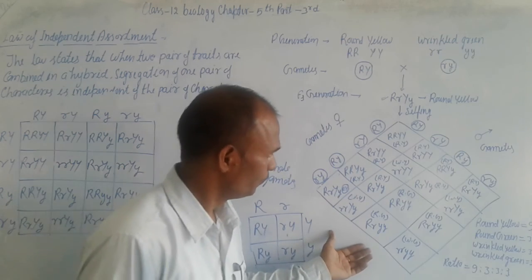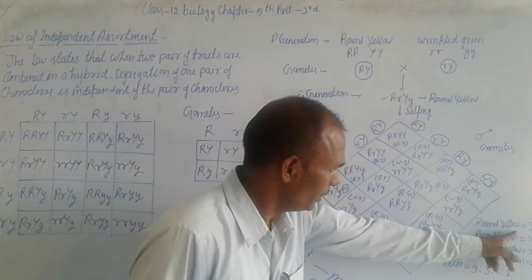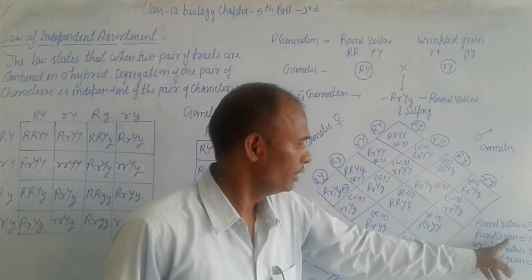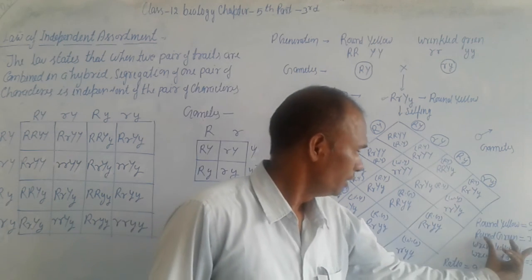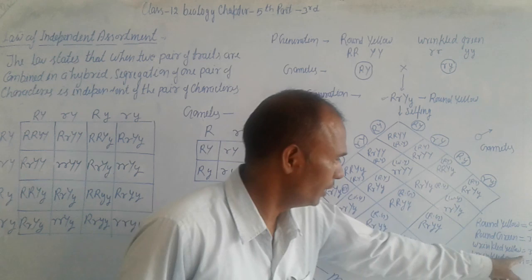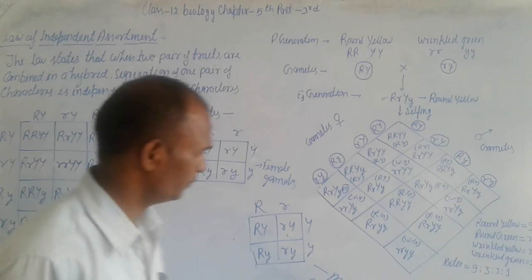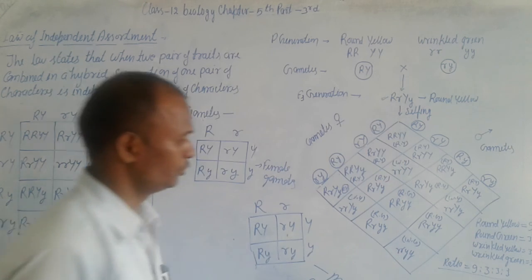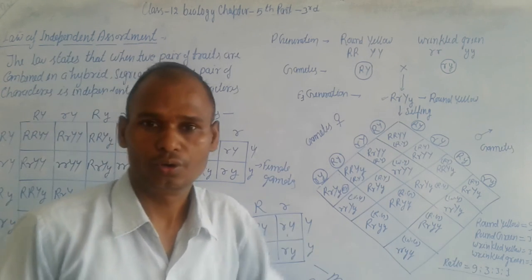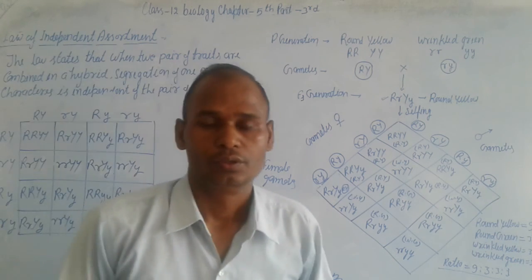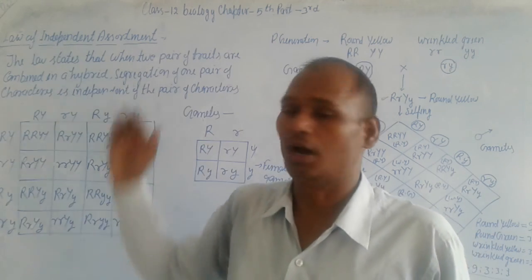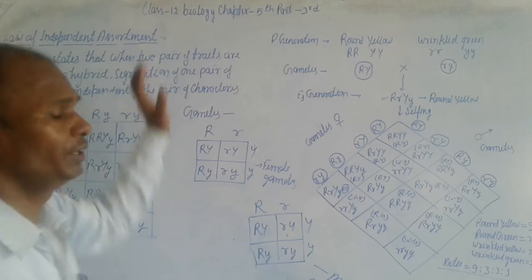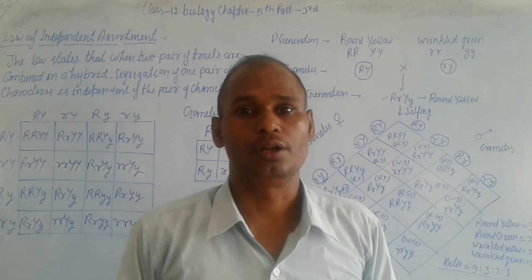This ratio is 9 round yellow, 3 round green, 3 wrinkled yellow and 1 wrinkled green. So this is the 9:3:3:1 ratio. So this is the law of independent assortment, and Mendel's third law also.